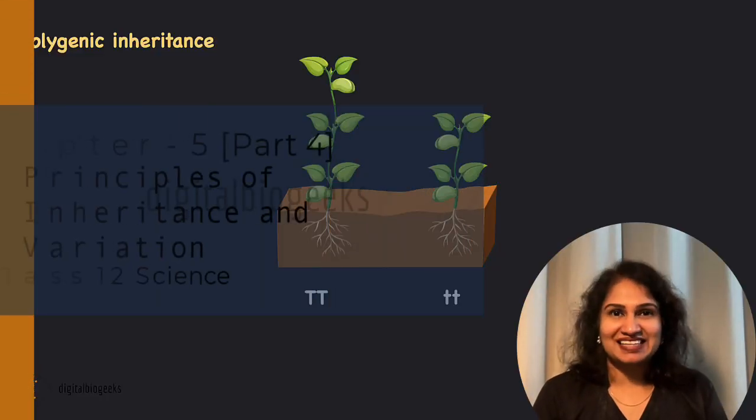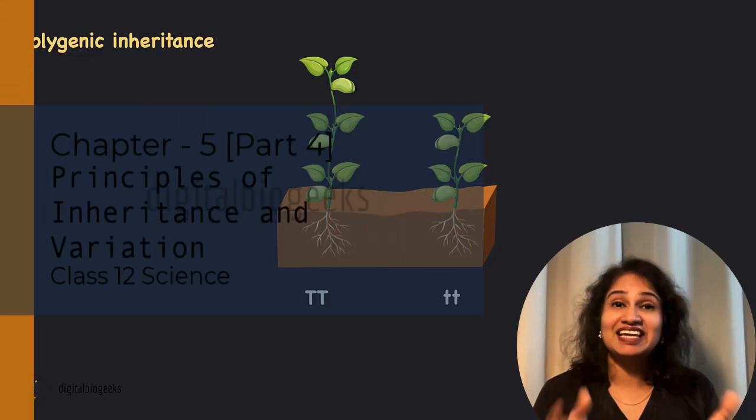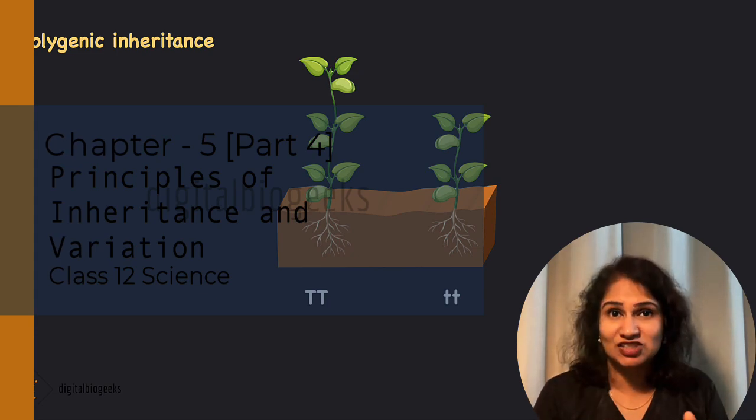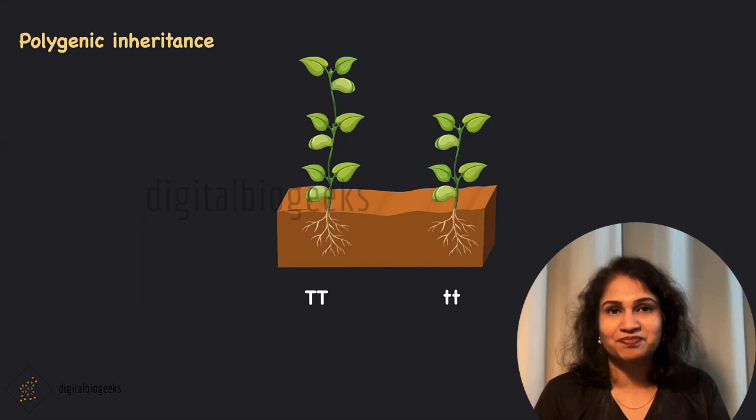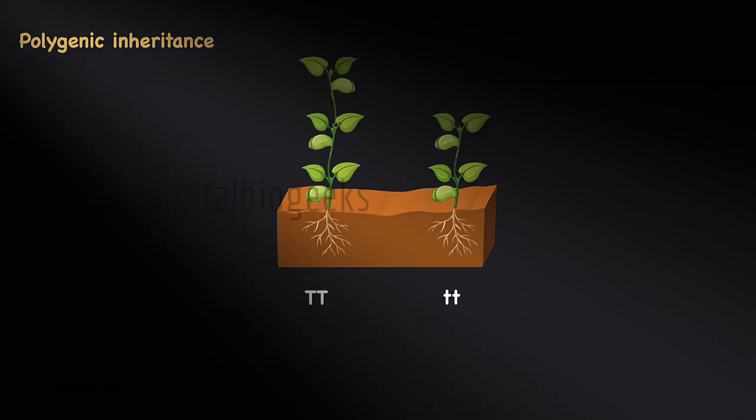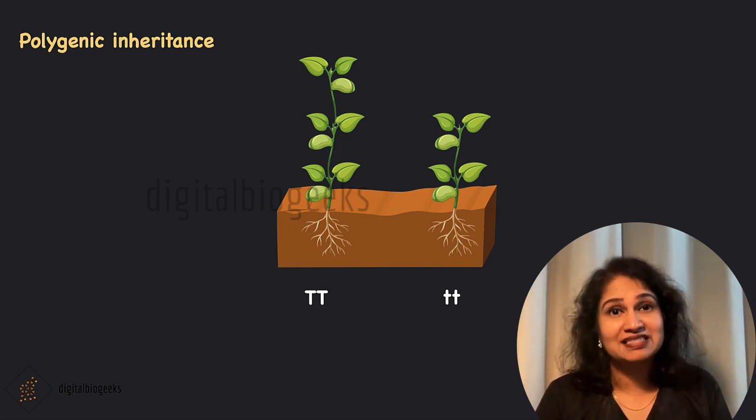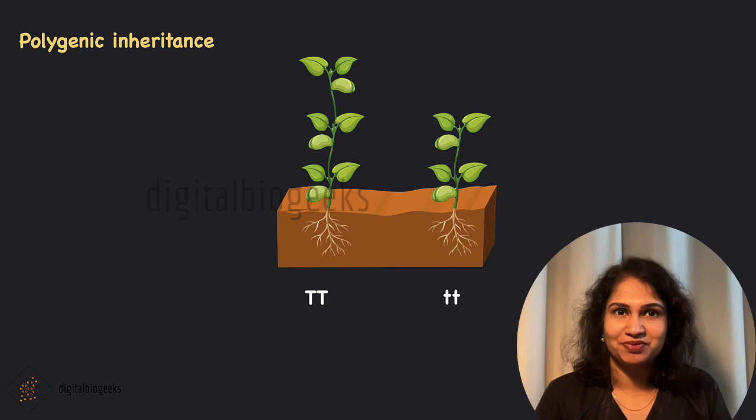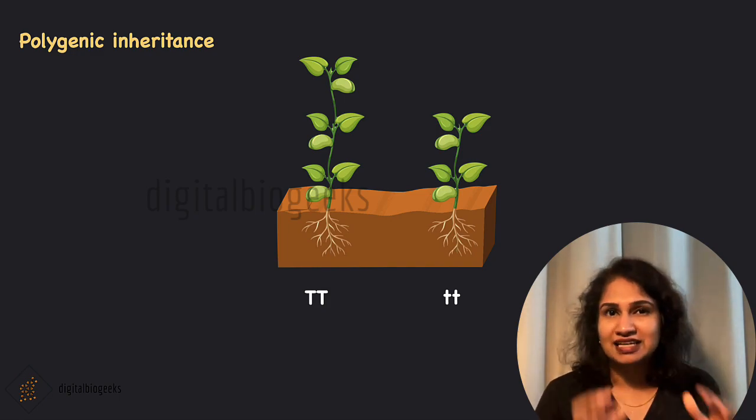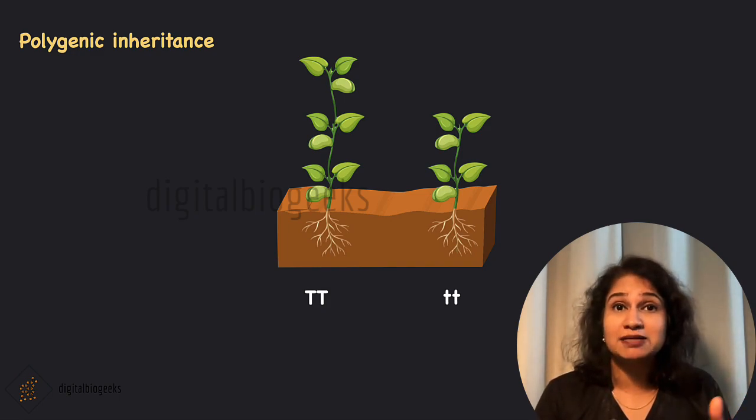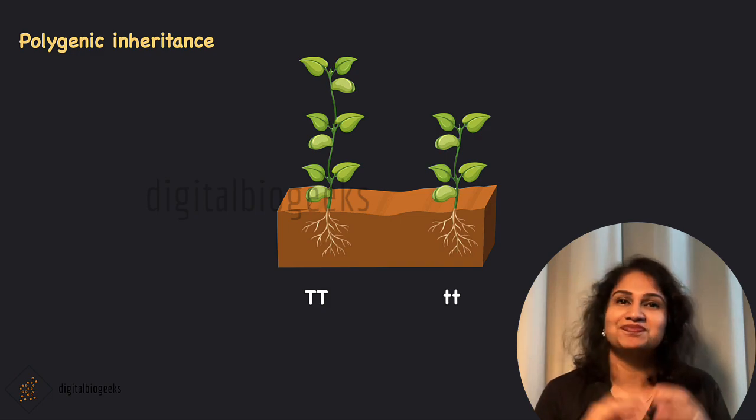Students, welcome back. In Mendel's study, we gained knowledge about the characteristics that are controlled by a single gene that has multiple alleles. For example, the height of a plant is determined by either capital T or small t. If the plant inherits the dominant capital T, it will be tall, and if the plant is dwarf, that means it inherited small t.